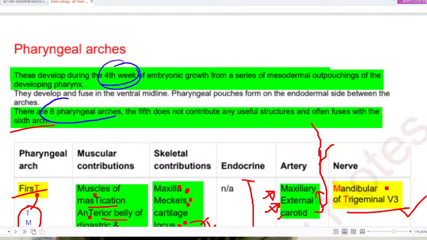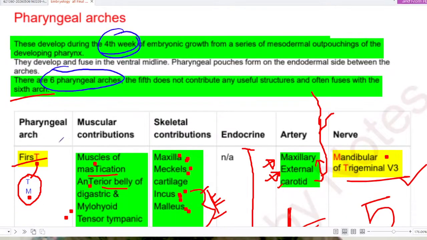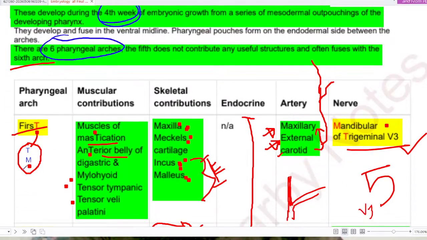And how many are there? Total six pharyngeal arches are there. From the first arch, remember this T and M. What are the T? T for tensor tympani and tensor veli palatini. These two muscles, T for these two. And M for muscles of mastication, then mylohyoid. These two M.